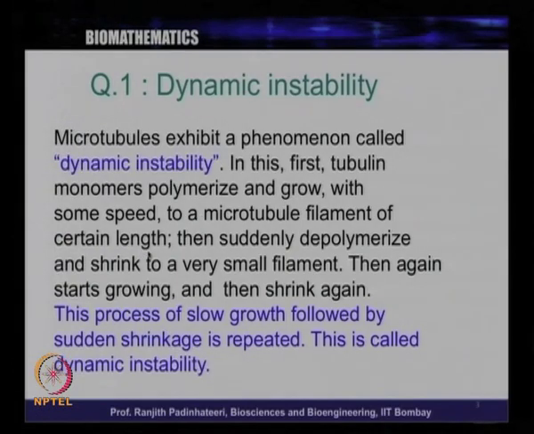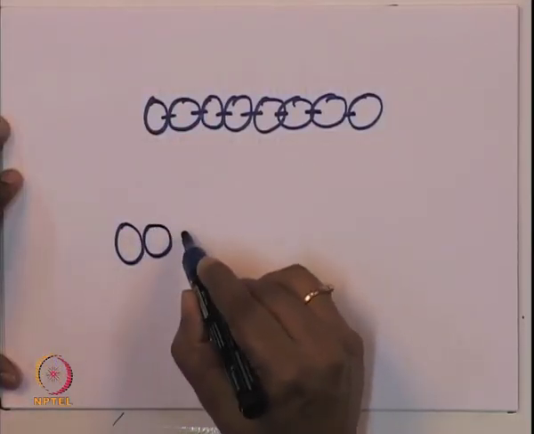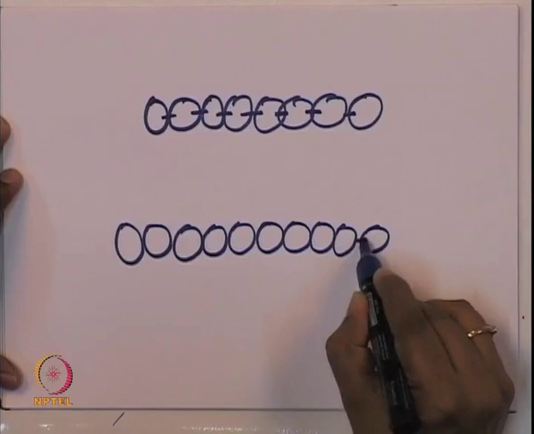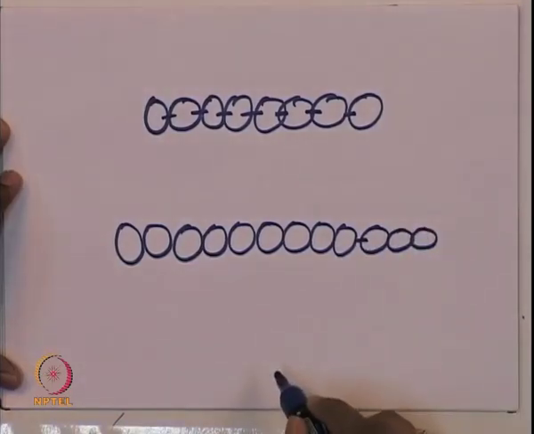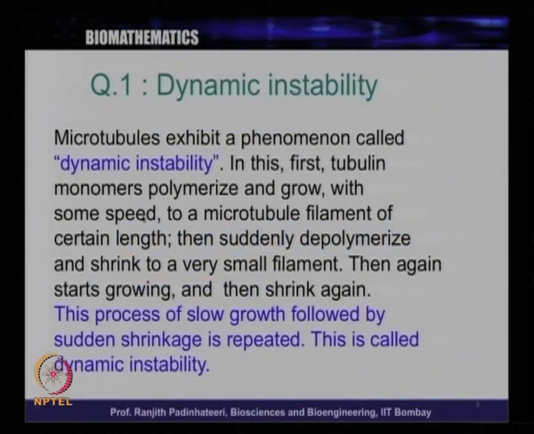So, what happens here is that for the filament, you start with one monomer, then they polymerize: 2, 3, 4. In 1 second a certain number of monomers are being added, and then they polymerize and grow. They just keep growing like this. So, that is the first part. Then, suddenly they depolymerize and shrink to a very small filament. So, what we saw is basically polymerize and grow.